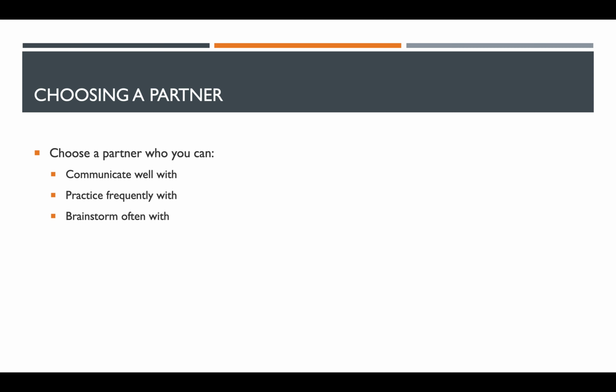Several important tips about choosing a partner. Make sure that you choose a partner that you can communicate well with, that you can practice frequently with, that you can brainstorm often with. A lot of times in duo, we will try something out, it will not work, and then we're back to the drawing board. You want a partner who is able to communicate with you, as well as brainstorm new ideas with if those ideas that we first started off with did not work. And then go on to practice those ideas once you come up with them, right?